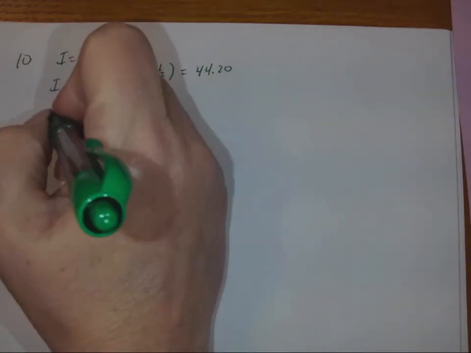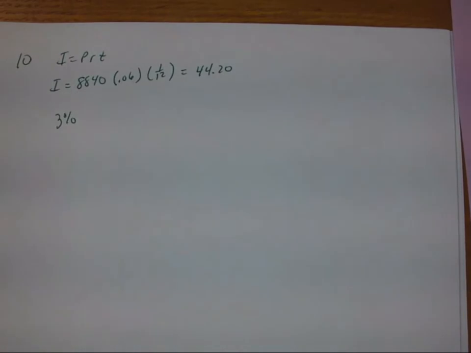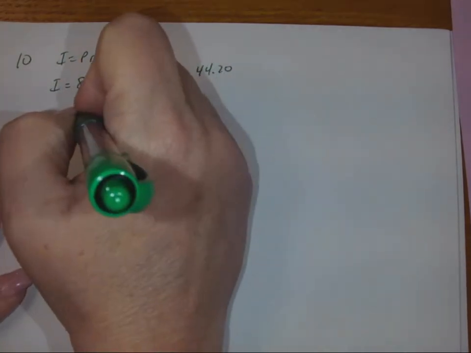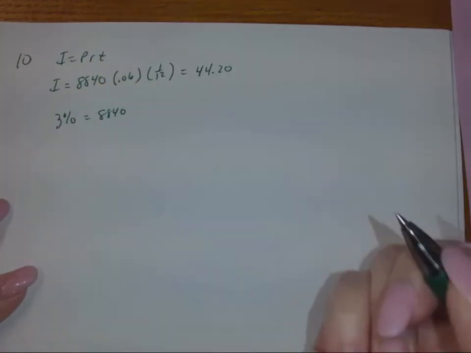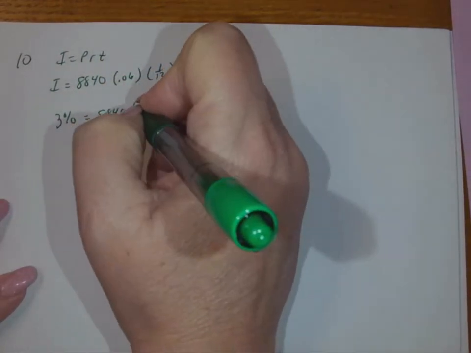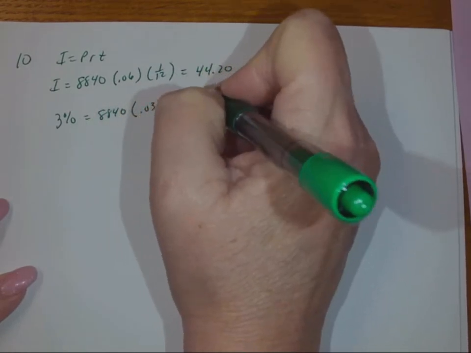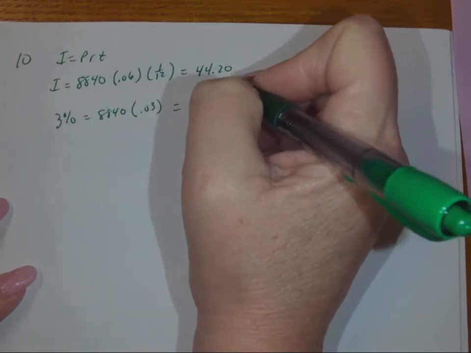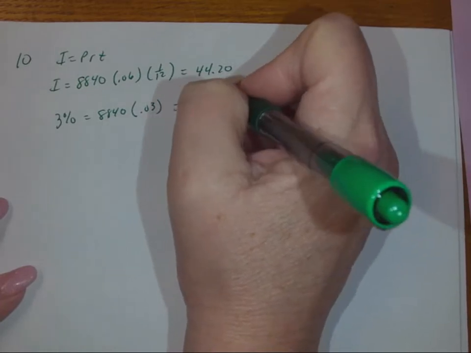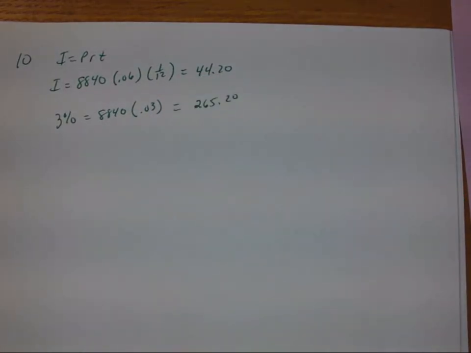We also need to find the 3% of the principal. We were told that our principal is 8840, times 3%, which would be 0.03, will get us 265.20. So 3% of 8840, just double checking, yep, 265.20.